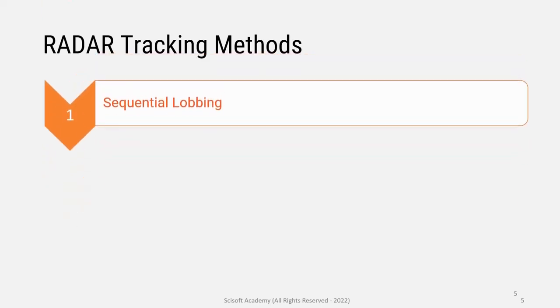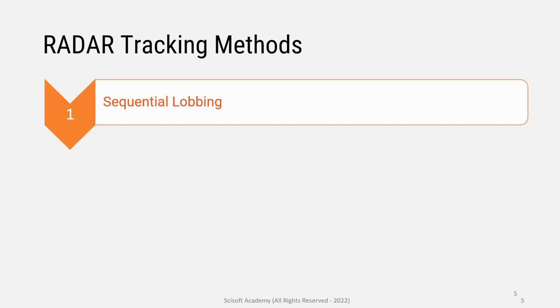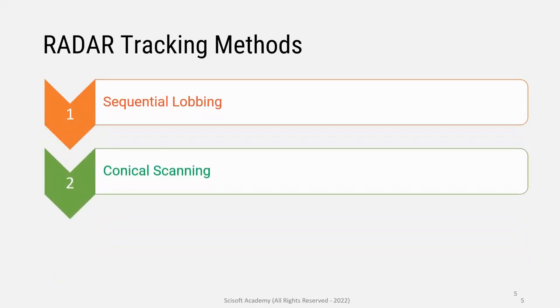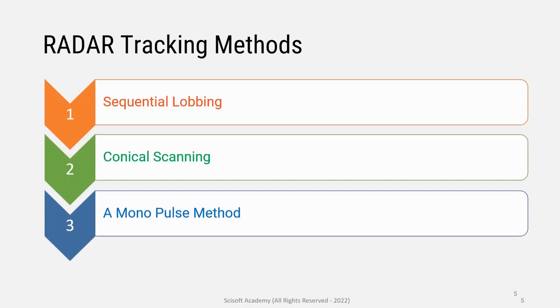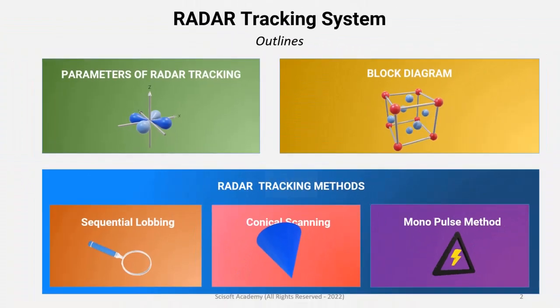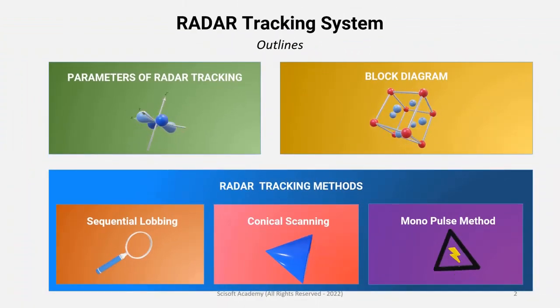As we can already see in the outline session, we have three basic tracking methods. So first one is sequential lobing, and second one is conical scanning, and we have a monopulse method. So let's see a short description of each one of them. So I'm going to start with the sequential lobing.